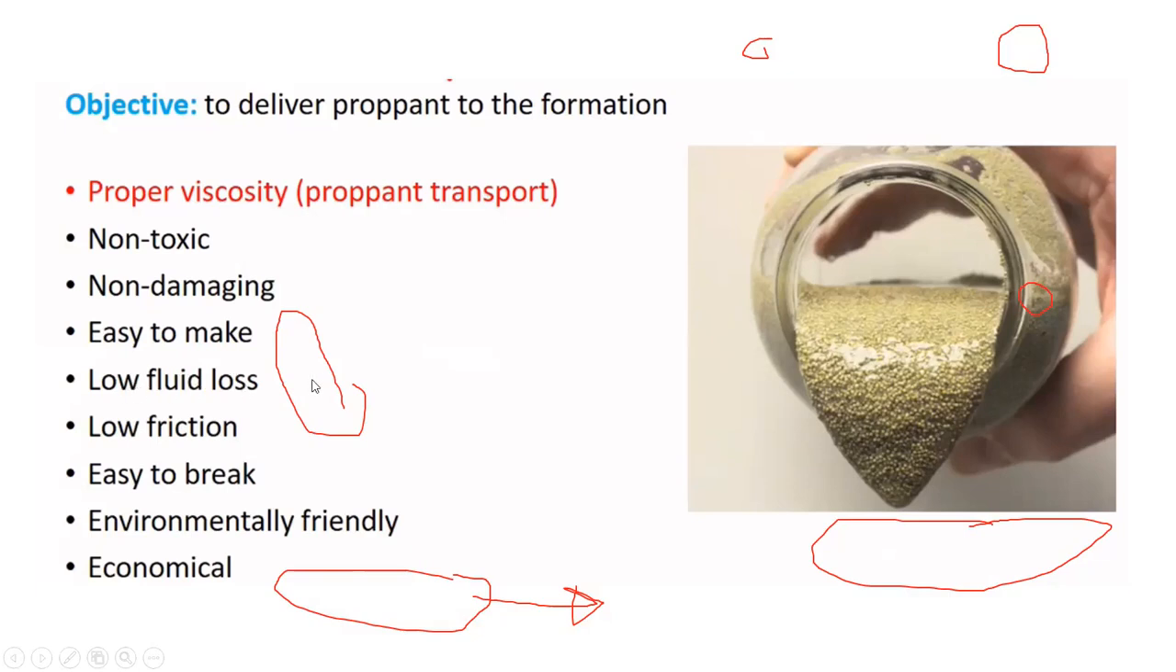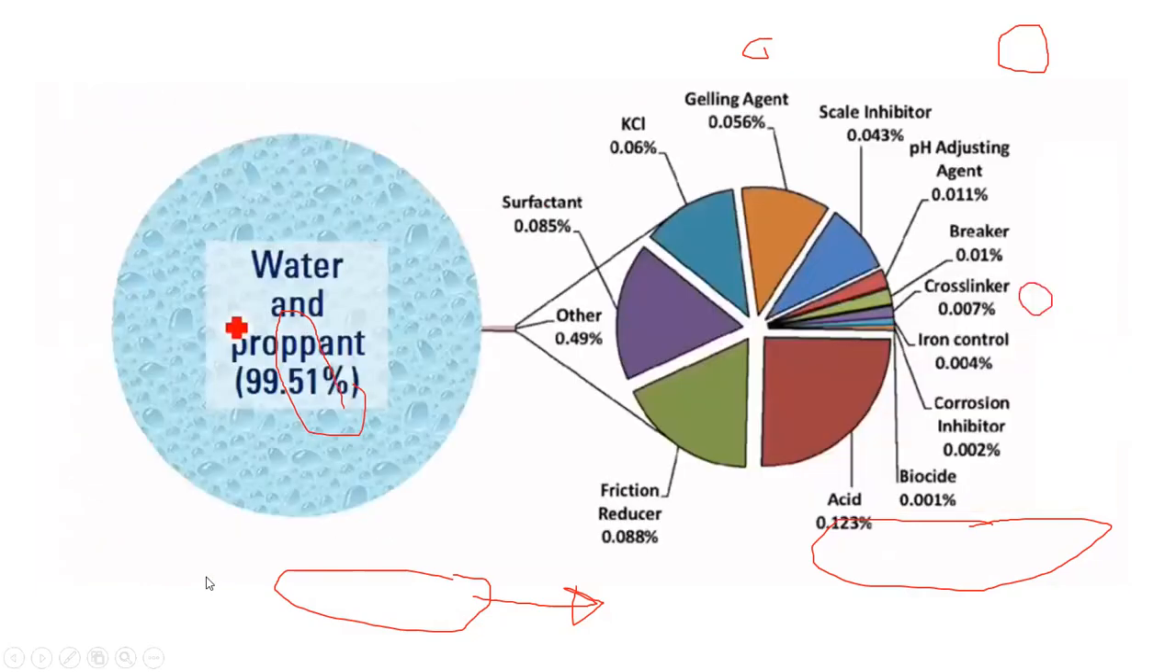It should have low fluid loss, low friction also, because it has to move from the surface into the tubing and right into the reservoir. Since it is moving in the tubing, it has friction. There must be a frictional force between the fluid and the tubing. So we need a fluid that has a very low frictional force, so that the velocity of the fluid will not be reduced by the friction between the fluid and the tubing. Then it's easy to break, environmentally friendly and economic. So all of these are just minor things that I'm explaining.